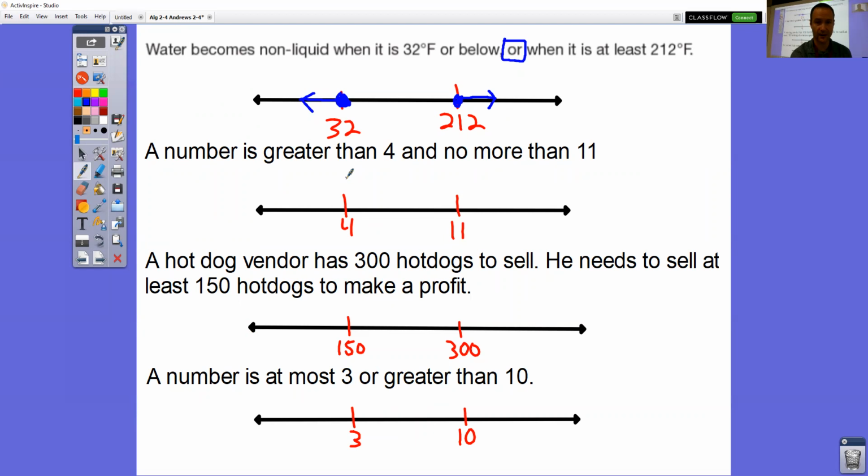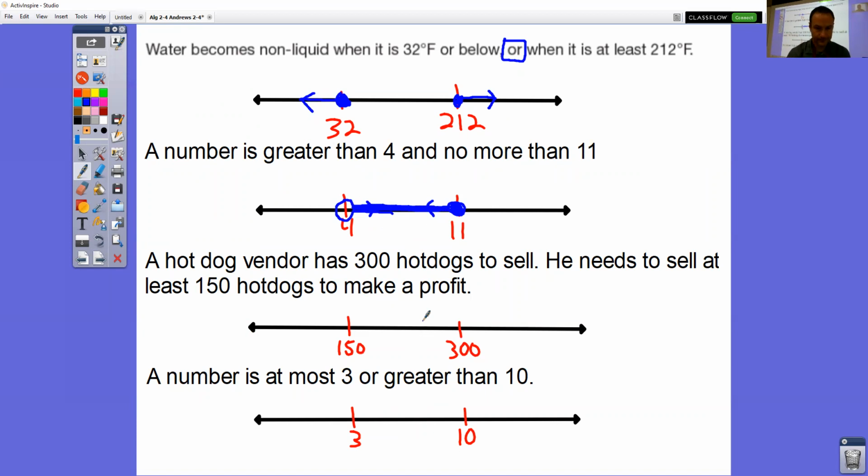A number is greater than 4 and no more than 11. So greater than 4 is going to be an open dot at 4 going to the right, because we want all the numbers that are bigger than 4, not including the 4. And no more than 11. Now, no more than includes the number 11. No more than includes that number, because it can't be more than it, but it can be equal to it or less than it. So if it's less than it, notice those arrows are colliding in the middle. Since those arrows are colliding in the middle, we're going to connect these together with a bar so that it looks like that, and that is an and statement.